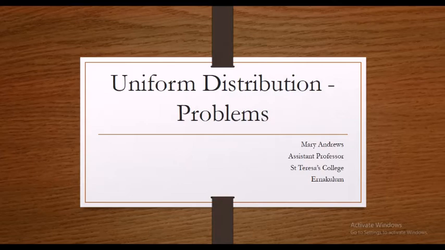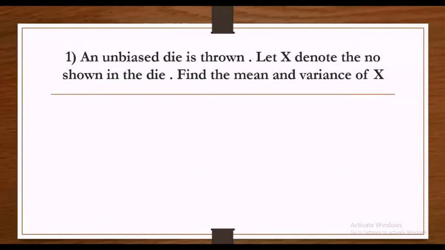Today we will be dealing with problems based on uniform distribution. So our first problem: an unbiased die is thrown. Let X denote the number shown on the die. Find the mean and the variance of X. So this is the question, and we are asked to find the mean and variance of the random variable X.